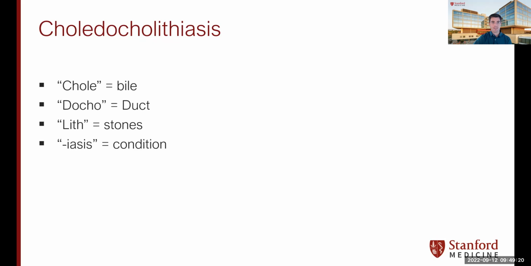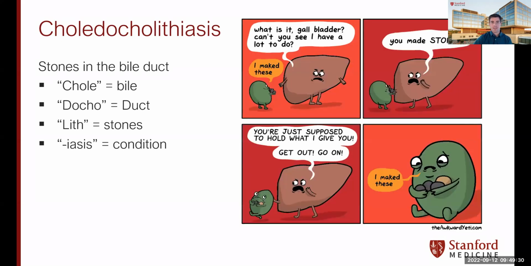So this is a long one, but I gave you all a little bit of a hint earlier. So chole is bile, docho is duct, lith is stone, iasis is a condition. So all together, you put that together and it says stones in the bile duct, or gallstones. So gallstones are an abnormal condition. Usually the gallbladder is just supposed to store bile, but often the gallbladder will actually make stones because they bind up. And then when those stones get stuck in the bile duct, that's a big deal and can lead to severe infections, pain, etc.